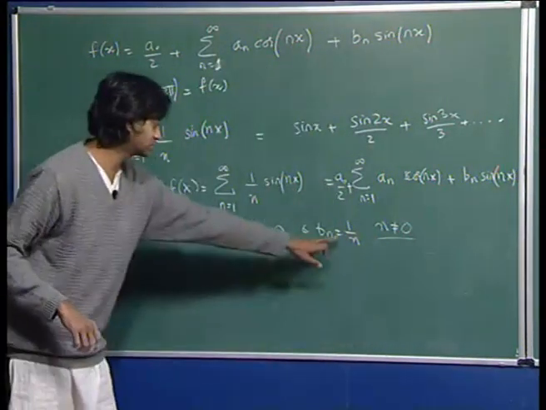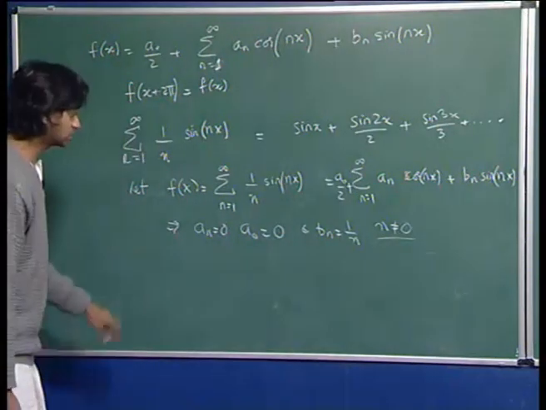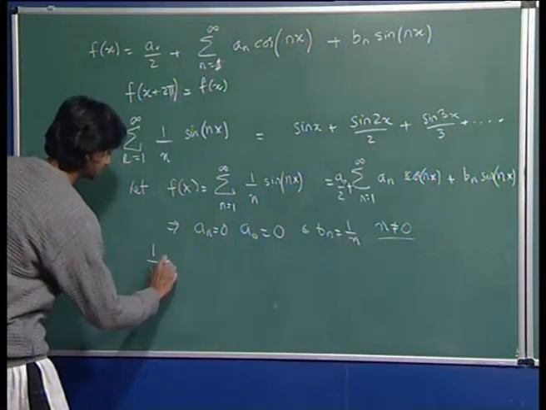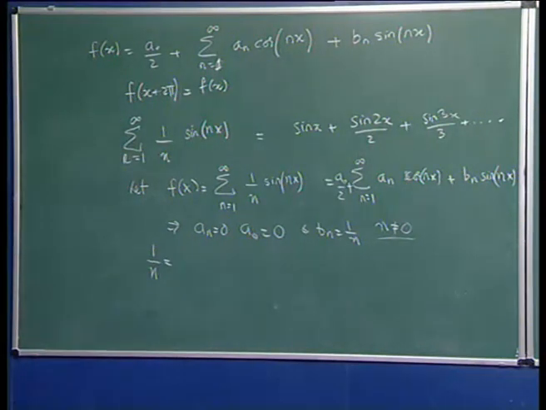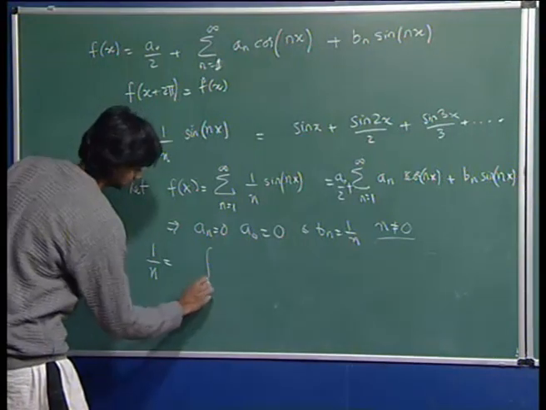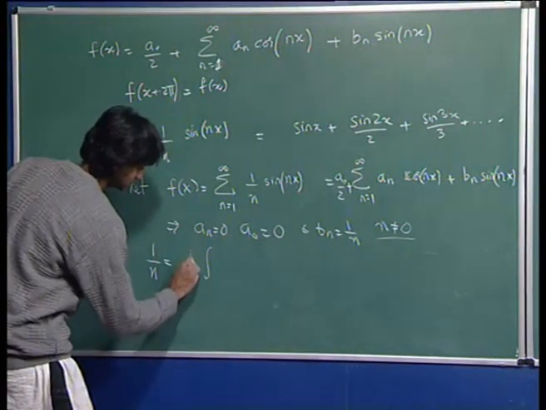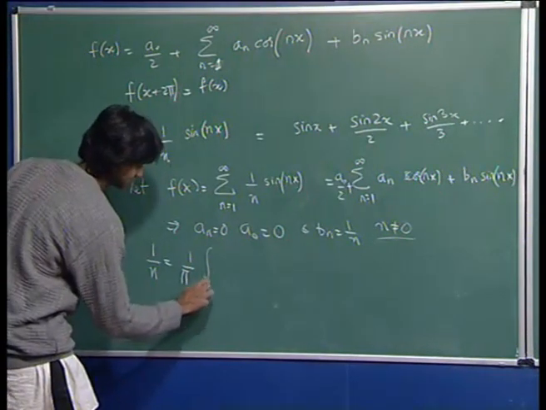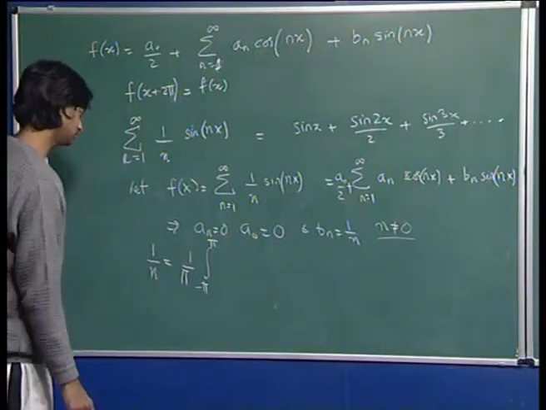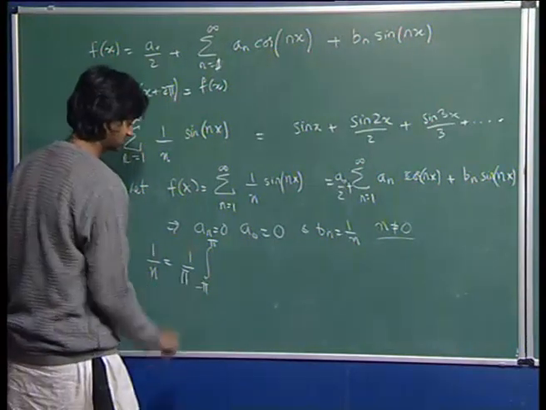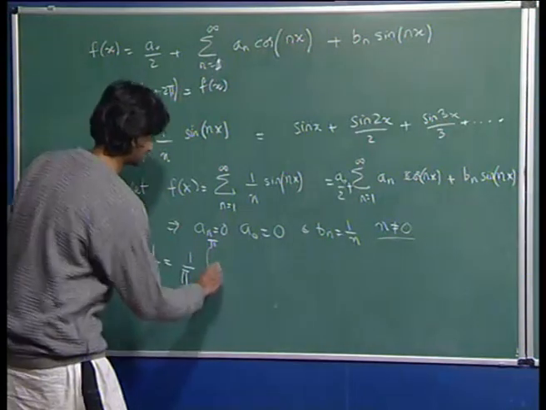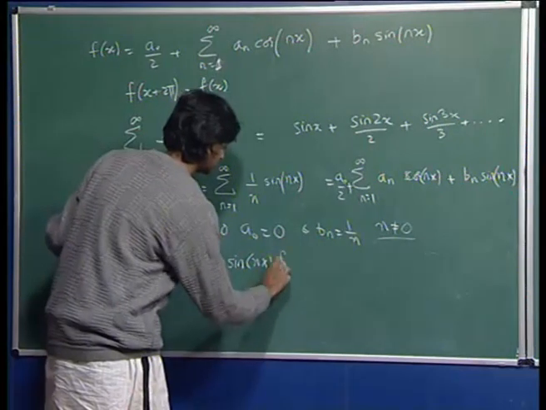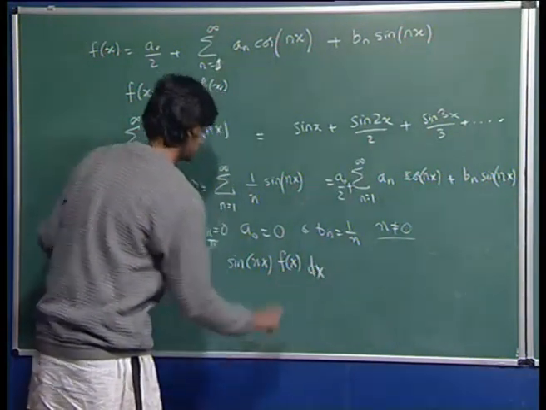Okay. So, for all n not equal to 0, b_n is equal to 1 by n. So, now what you want is the following: you want 1 by n to equal 1 over pi integral from minus pi to pi of sin(nx) f(x) dx.